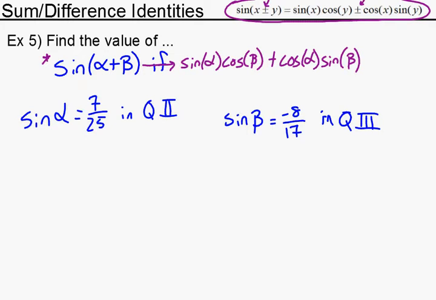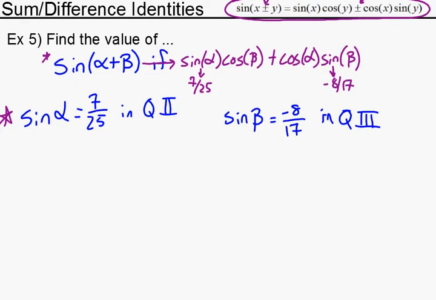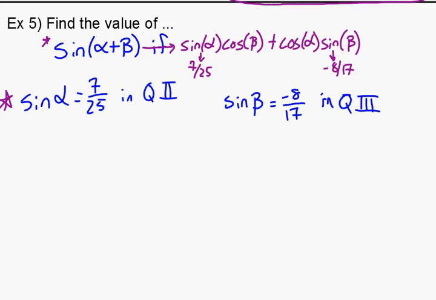Right here, I'm given sine alpha is 7/25. So I can come up right here, and that's 7/25. That's one of the four things I need to know. And I know sine beta is -8/17. So that's -8/17. That's another thing I need to know. But I don't know cosine beta or cosine alpha. So what I need to do is I need to draw these triangles. And once I draw these triangles, I can figure this information out.